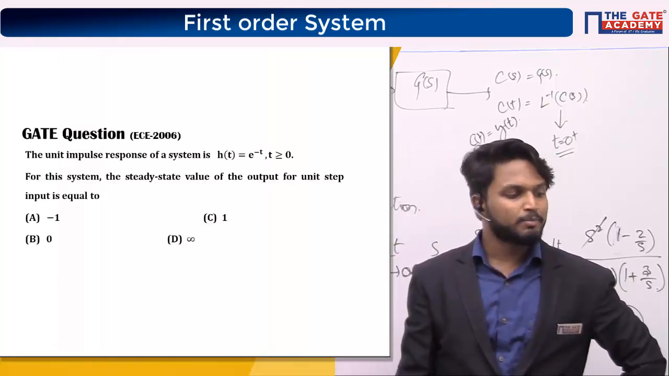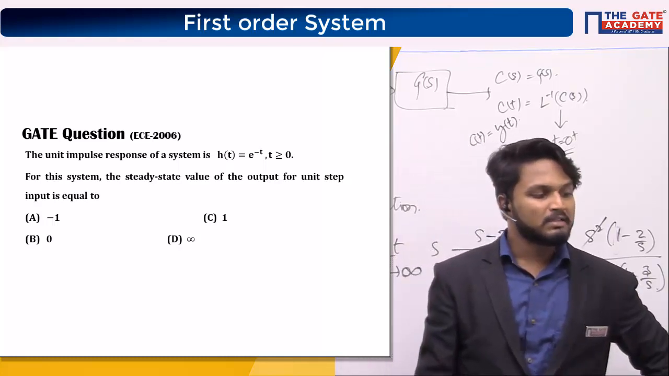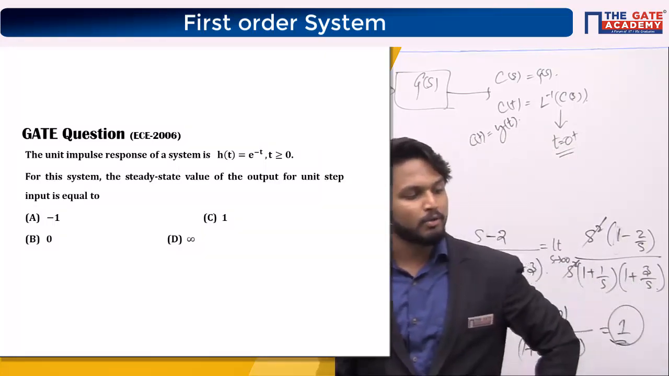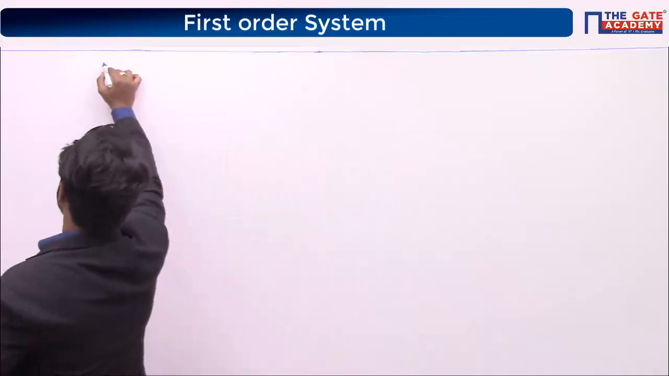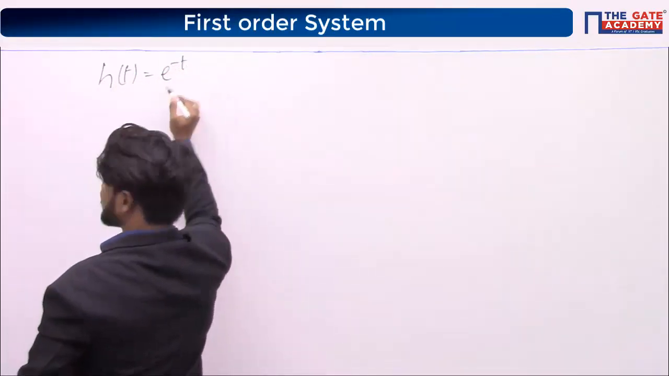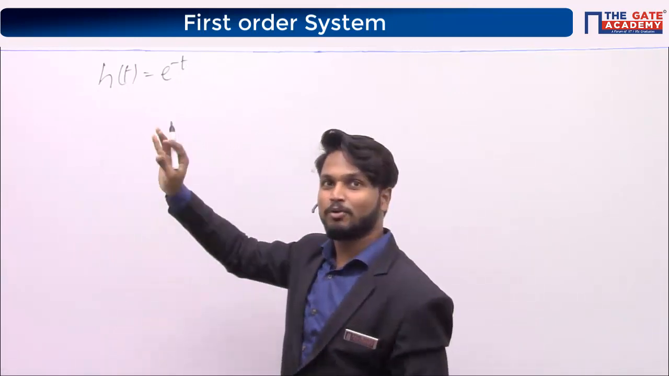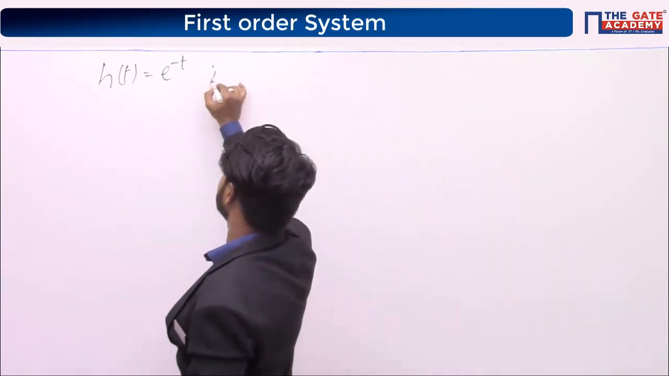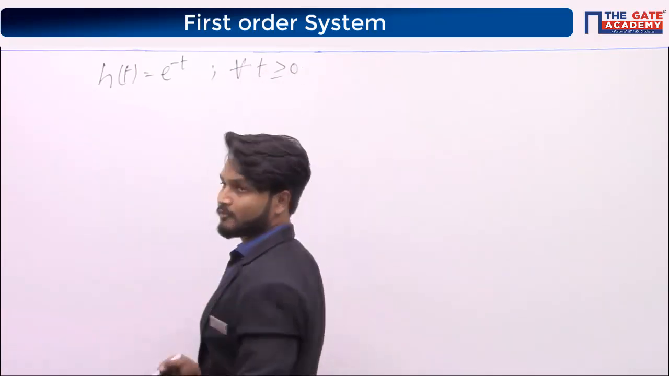The unit impulse response of a system is h of t equals e power minus t. For this system, the steady state value of output for unit step input is equal to? So see here, impulse response h of t is given. h of t is e power minus t for all t greater than 0. Multiplying by u of t is not needed because he has given it for all t greater than or equal to 0, right?